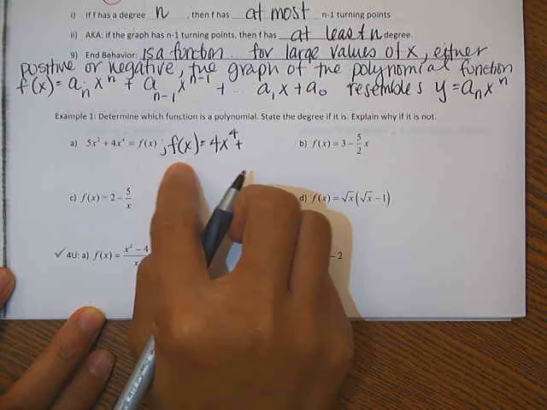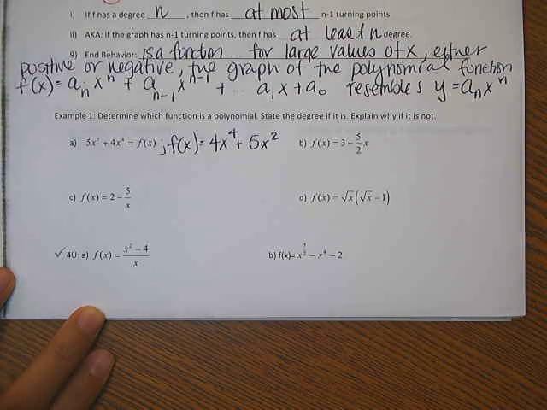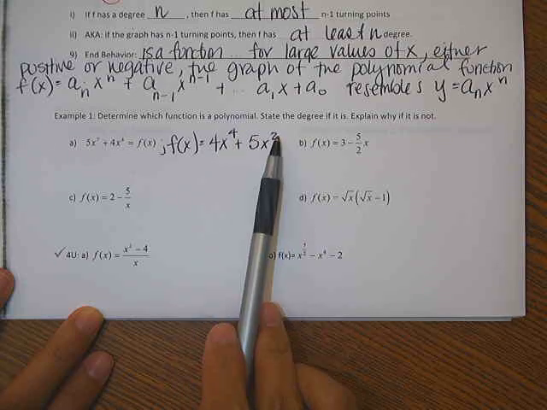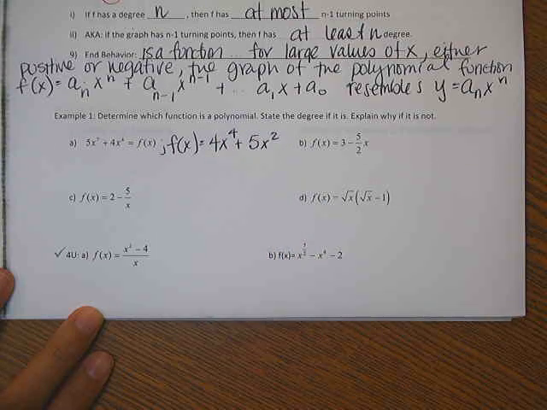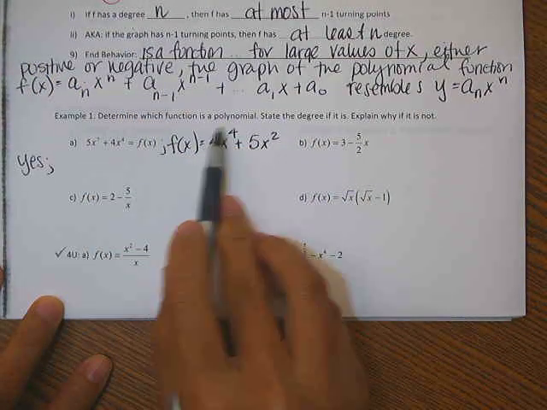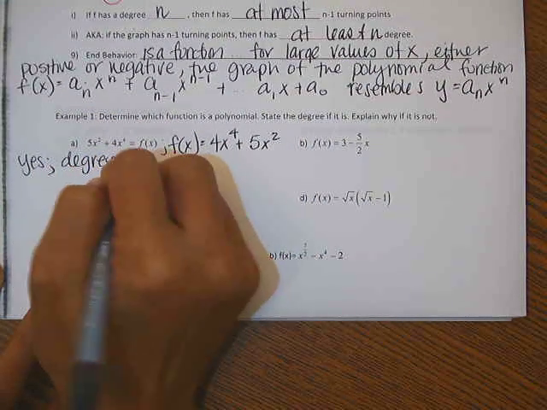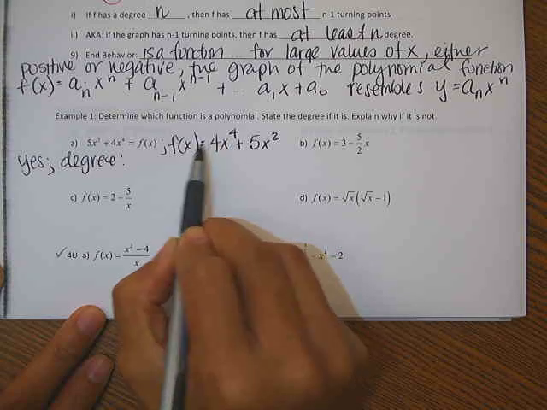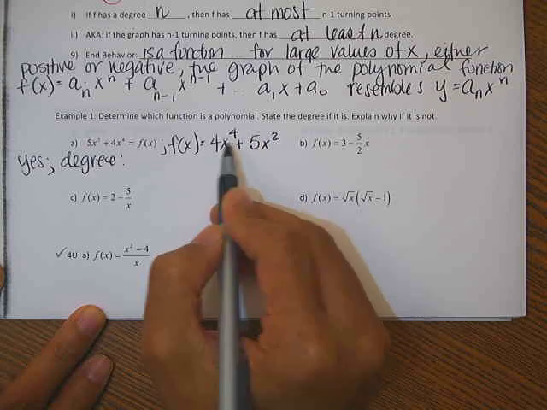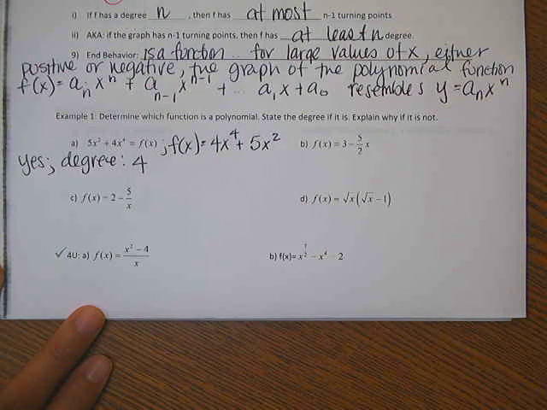So I'm going to rewrite it, f of x equals 4x to the 4th plus 5x squared. It is a polynomial because the exponents are all positive integers. So we're going to say yes. And it says, if you say it is a polynomial, state the degree. So the degree of this one is, remember, the degree of a polynomial is the highest degree. So the highest degree right here happens to be 4. The degree is 4.